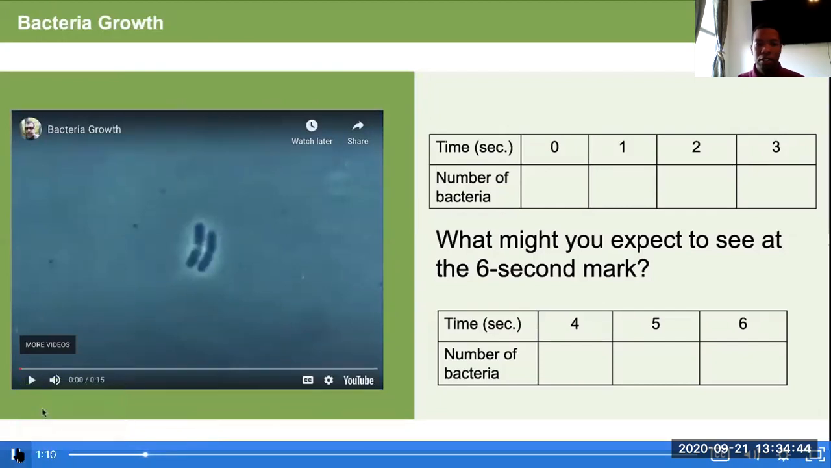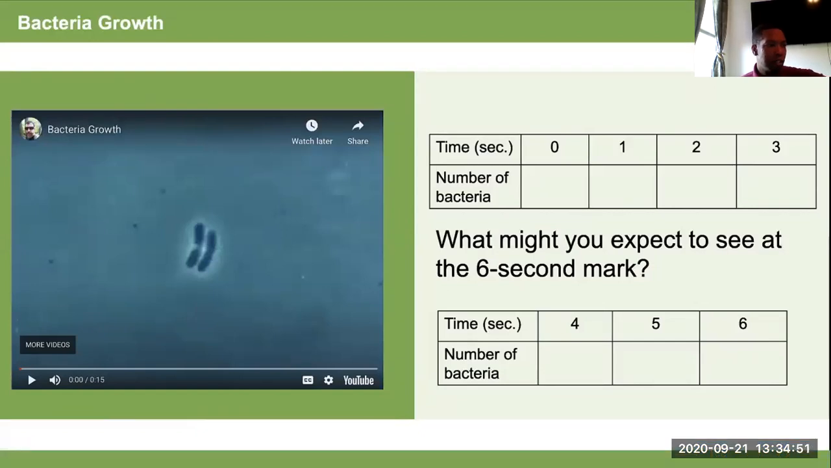Now, let's rewatch the video. This time, I will stop the video every second, and I want you to count the amount of bacteria present on the Petri dish at the 1 second interval. First, let's notice that at 0 seconds, there are 2 bacteria on the Petri dish. At 1 second, how many bacteria are on the Petri dish? There are 4 bacteria on the Petri dish at 1 second.